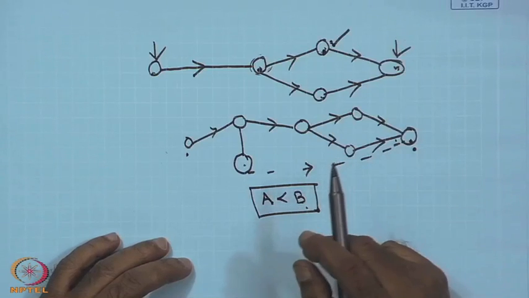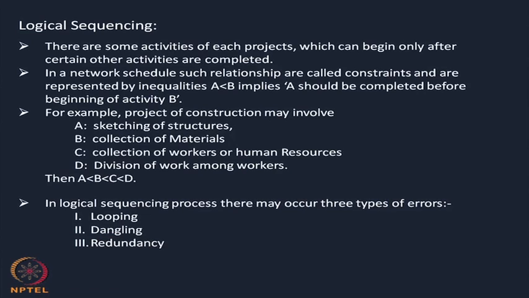If you see, for an example, we have 4 activities A, B, C and D. The project is construction. A is sketching of the structure, B is collection of the material, C is collection of workers or human resource, D is the division of work among workers. Now, these are the different activities I have to perform, A, B, C and D.